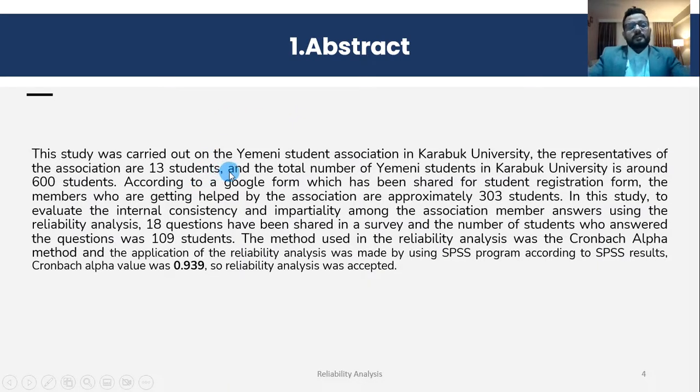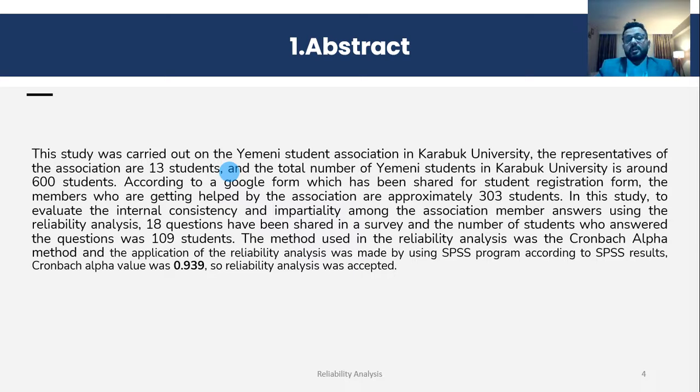This study was carried out on the Yemeni Student Association in Karabakh University. The representatives of the association are 13 students, and the total number of Yemeni students in Karabakh University is around 600, according to a Google form which was shared as a student registration form. The members who are getting help from the association are approximately 303 students.